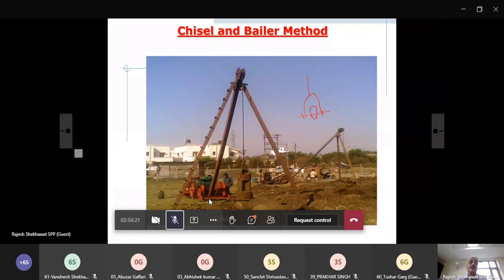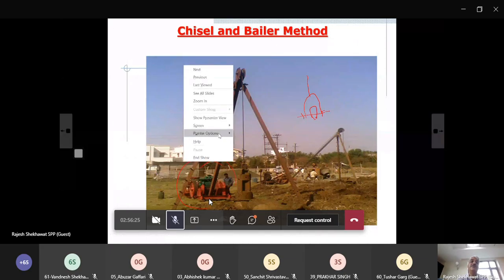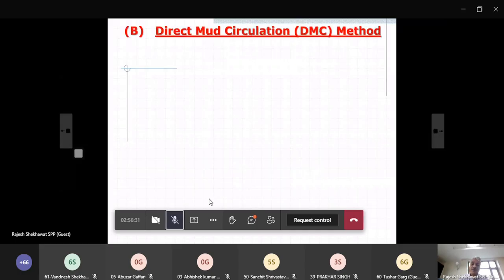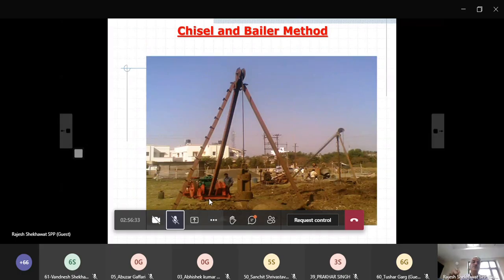And here you can see the winch. Nowadays nobody likes to work manually. So there is a winch, and with diesel-driven winches most of the time your pile driving is done. Okay? Does the chisel and baler method work?